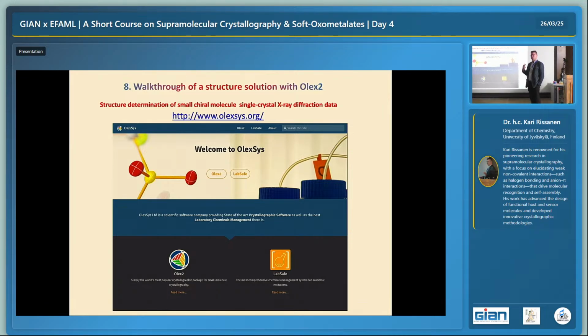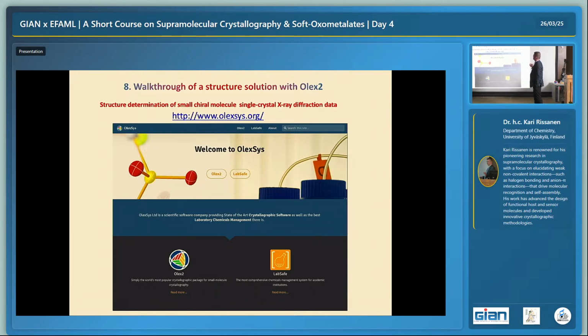Now we are really taking the instrument data and starting to look at what the structure is, and where this diffraction comes from. Our target now is to use the data. Somebody gave it to us, they made the measurements, and here is the data. They tell us it should be a small chiral molecule. And this is now a walkthrough.